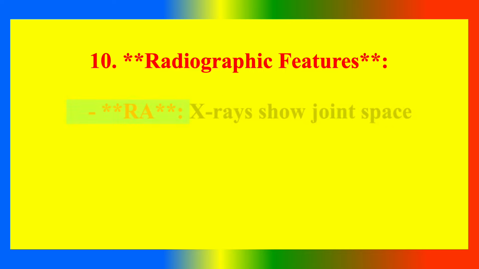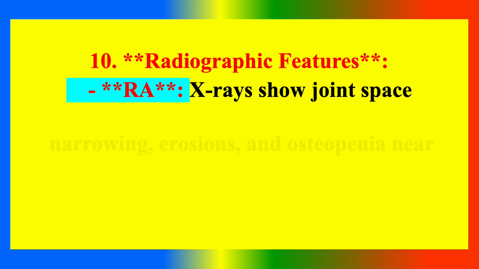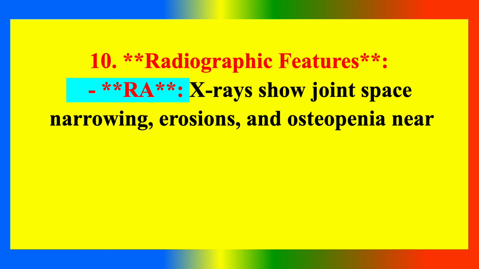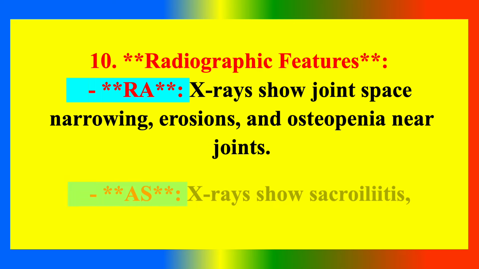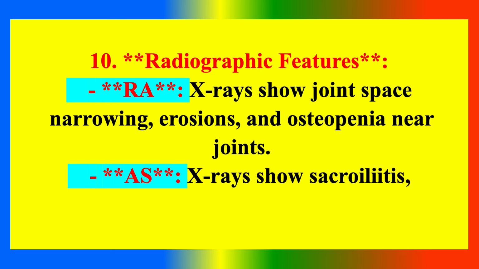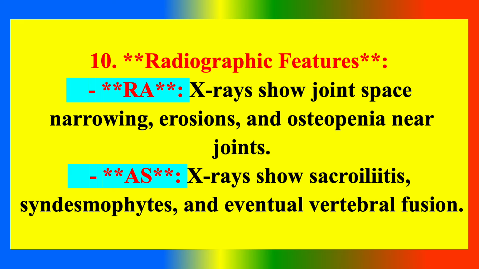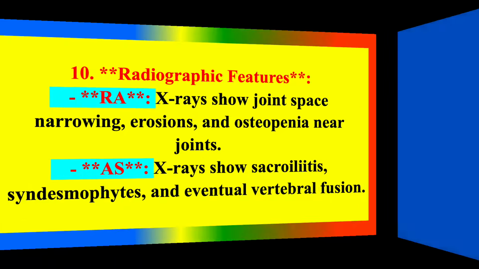Ten, radiographic features. RA X-ray shows joint space narrowing, erosions and osteopenia near joints. AS X-ray shows sacroiliitis, syndesmophytes, and eventual vertebral fusion.